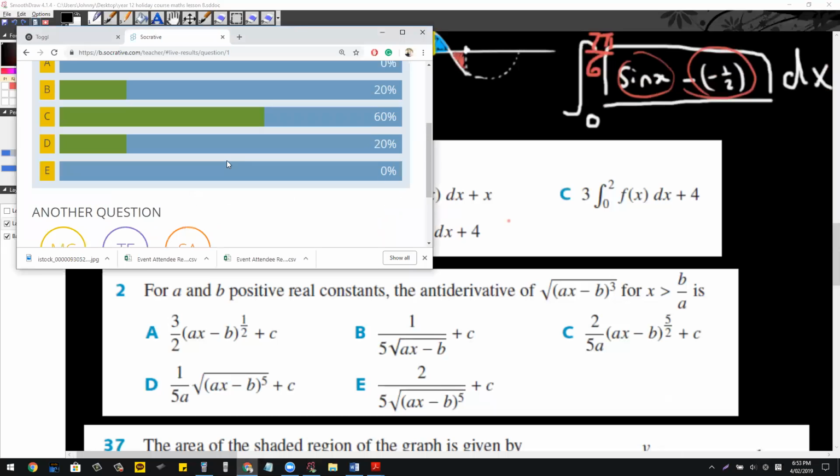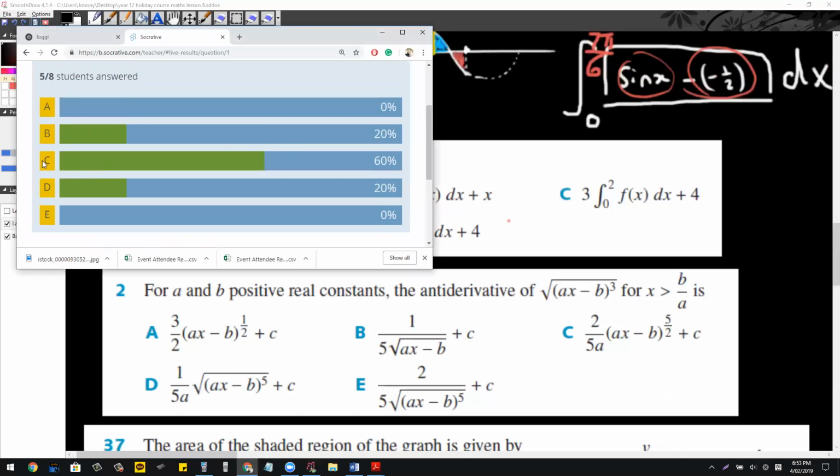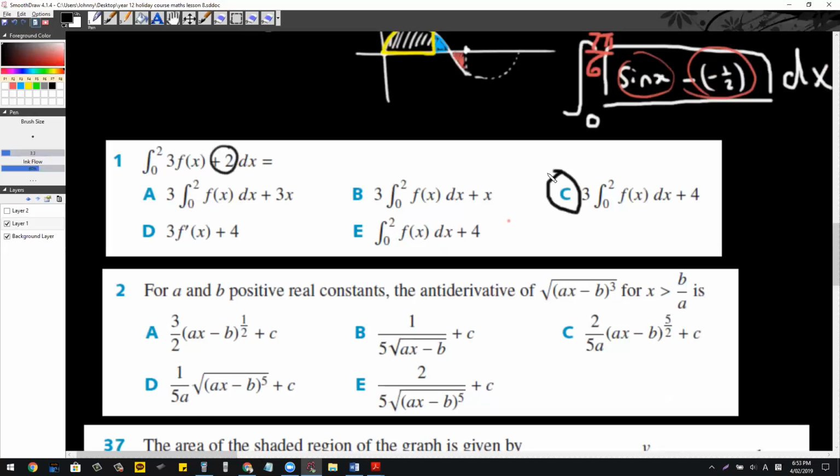All right, let's have a look. I think C is the correct answer. C is the correct answer. So let's take a look.